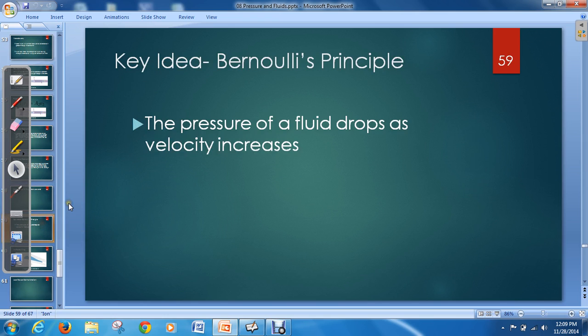And then the last thing we want to talk about is what we call Bernoulli's principle. Okay, this is a key idea of fluid flow. And basically it says this: the pressure of a fluid drops as the velocity increases. Okay, so the faster the air is moving, or the fluid, or the water, whatever it is moving through a container, the lower the pressure it gives.